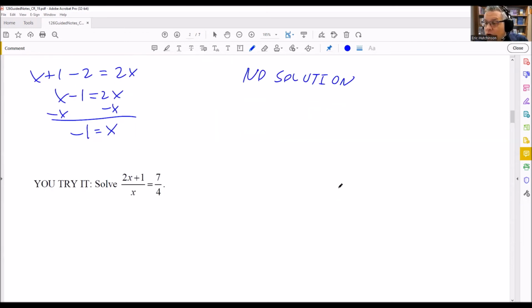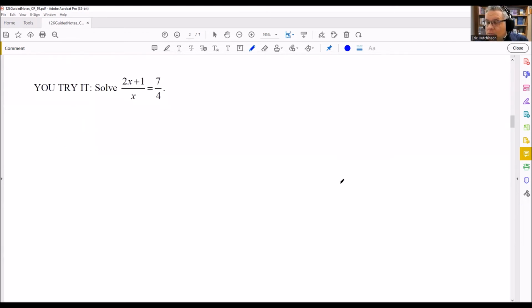Now let's do one more. The common denominator here is going to just be both these things multiplied together. So it's going to be 4x. So I want to put a 4x over 1 here, and I have 2x plus 1 over x. And then I have 4x over 1 times 7/4 on that side. So 4x multiplied by both sides.